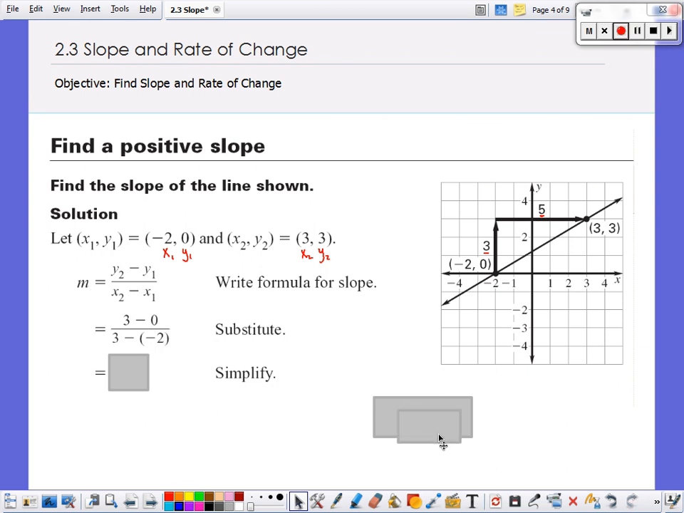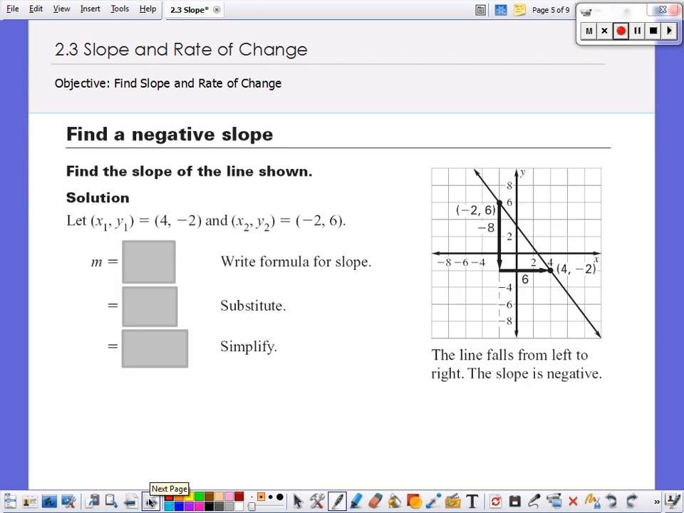So you can see that right here on the next screen. We got 3 minus 0 because we have y sub 2, 3, minus y sub 1, 0. And then we have x sub 2, 3, minus x sub 1, which is negative 2. So 2 negatives make a positive, so we should get 3 plus 2. And on top, we have 3 minus 0. So on the top we should end up getting 3, and on the bottom we should end up getting 5, which is our slope, and that's what we said it was earlier. It's a positive slope. Let's take a look at another one.